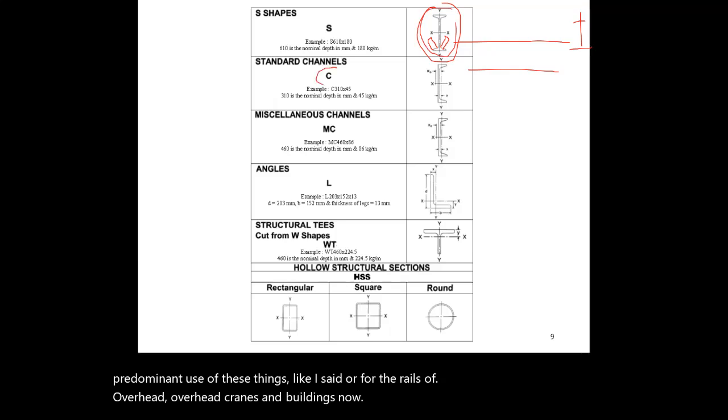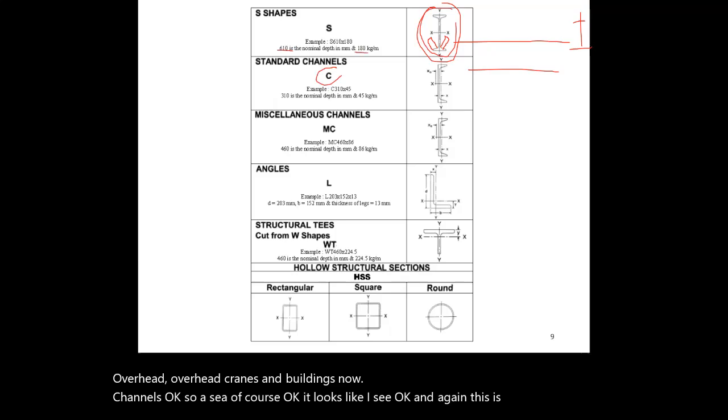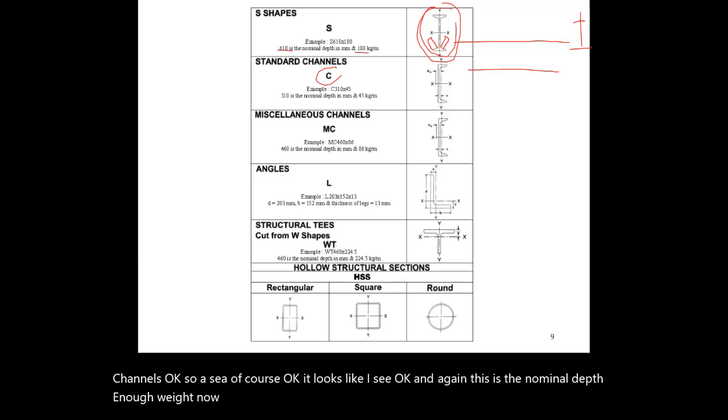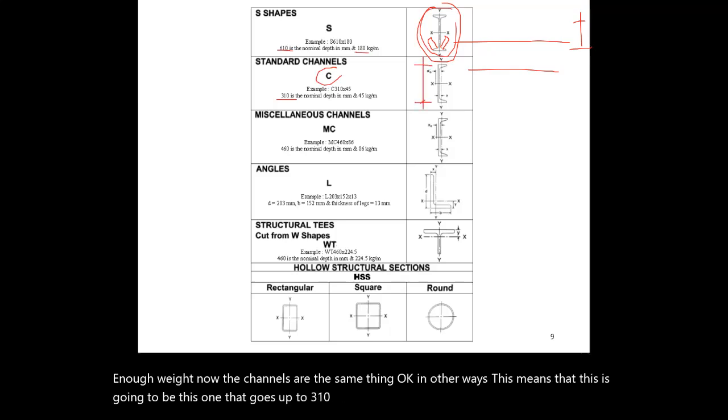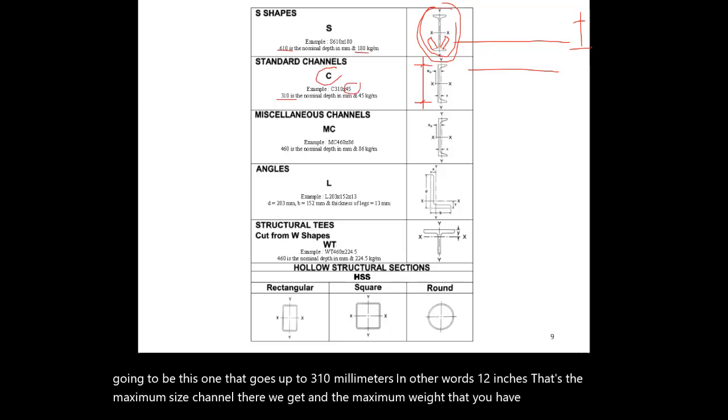Now, channels. A C, of course. It looks like a C. Again, this is the nominal depth and the weight. The channels are the same thing. This one goes up to 310 millimeters, in other words, 12 inches. That's the maximum size channel you ever get. And the maximum weight that you'll ever have is 45 kilograms per meter.